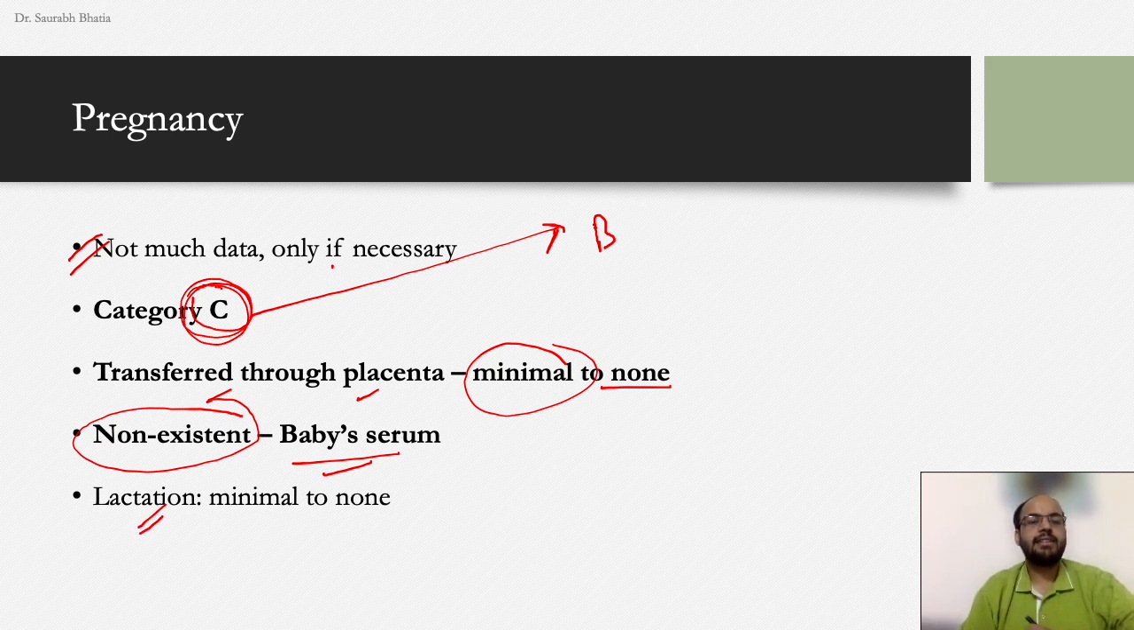Similarly, in lactation, there's minimal to no transfer of certolizumab to the baby. So it is a somewhat safe drug to be given in pregnancy, but all the pros and cons have to be weighed. If the advantage of using certolizumab is much heavier compared to the disadvantage, you talk to your patient, explain all the associated side effects, and then consider certolizumab. Am I clear on that?